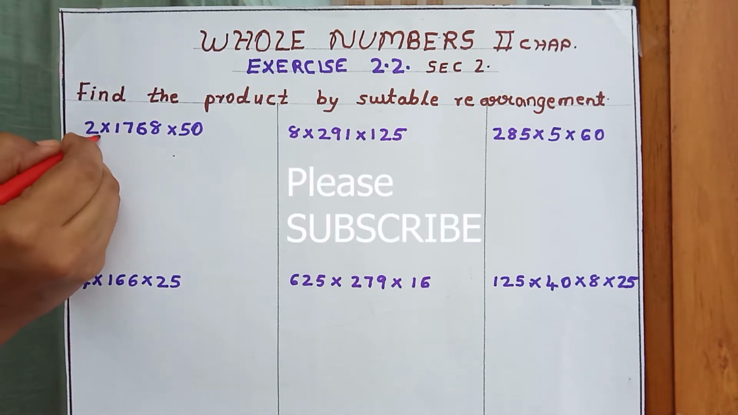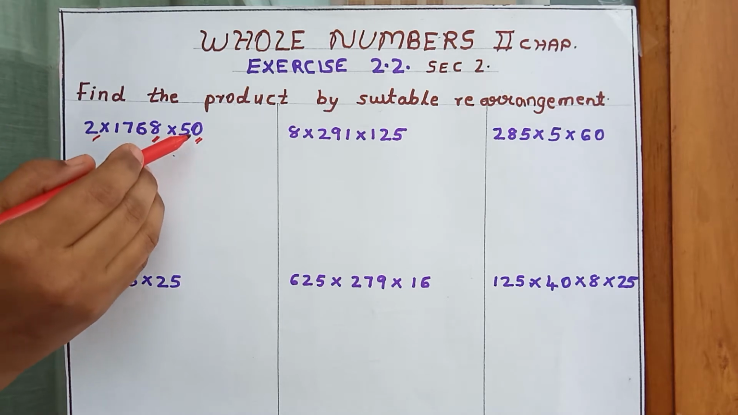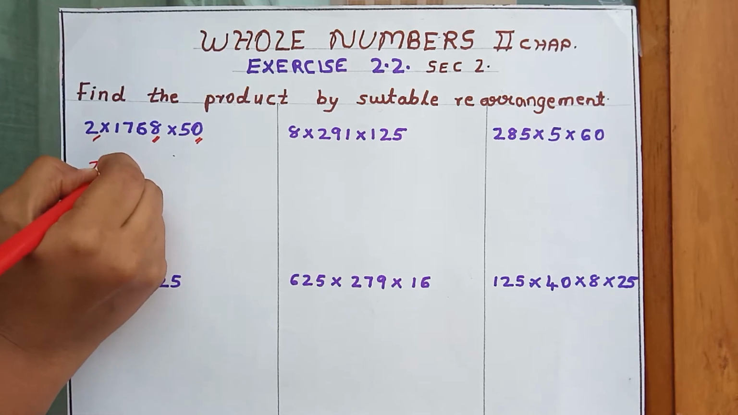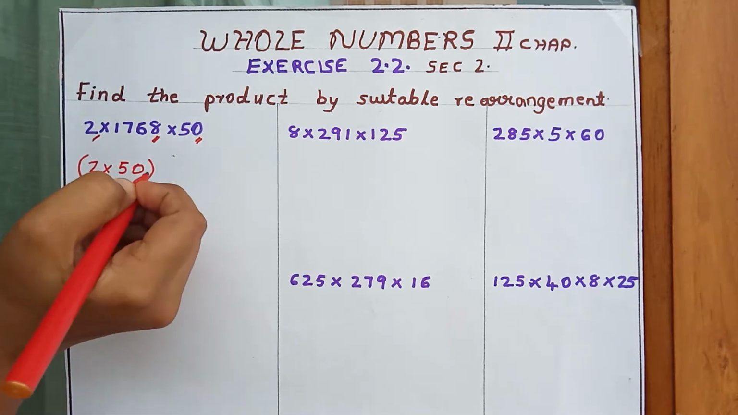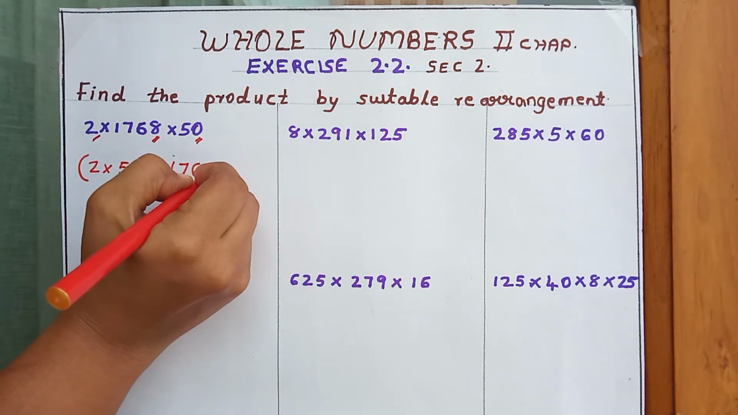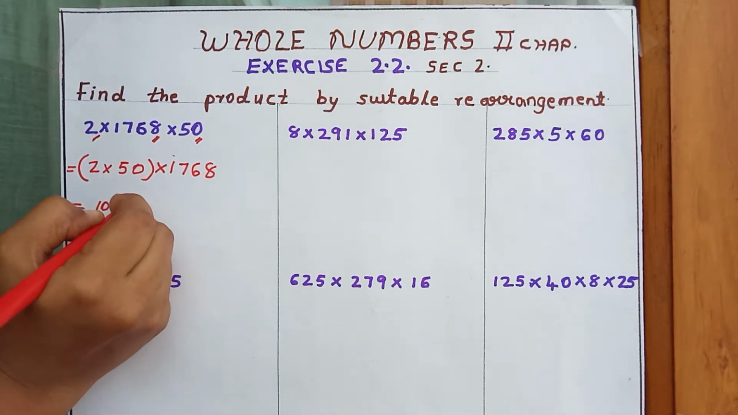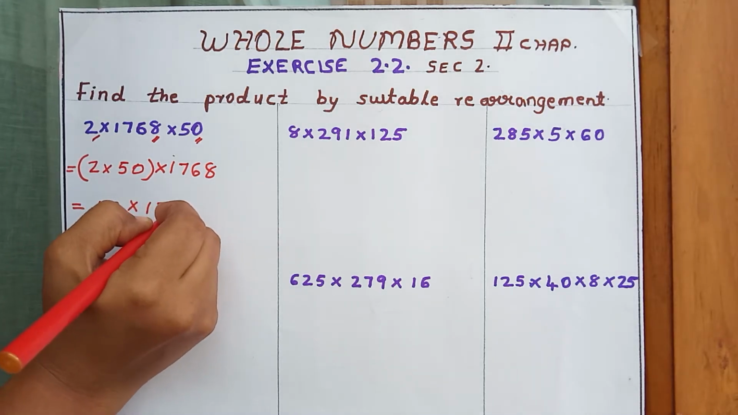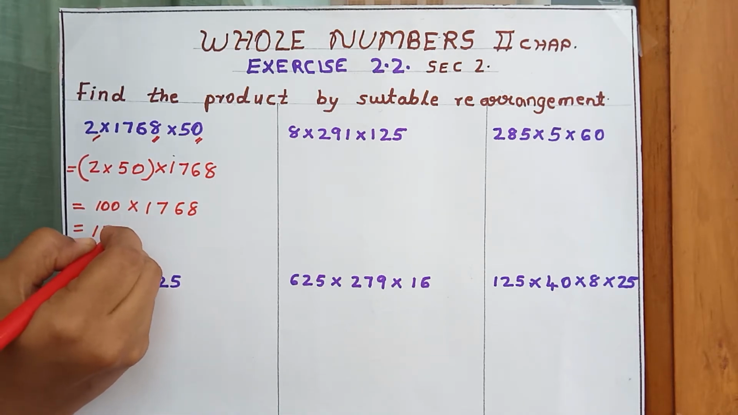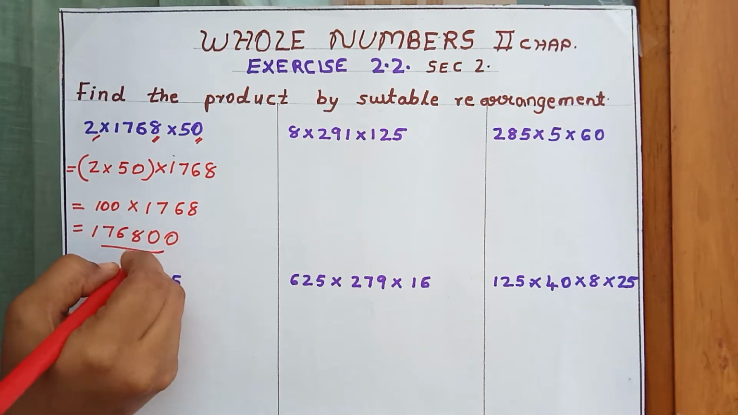See, take the ones place first. Now you can see that 2, 8 and 0 are in ones place. So we should take 2 into 50 first. That should be in a bracket, and then 1768. That is equal to 2 into 50, 100 into 1768. So the answer will be 1768, and 2 zeros are there in 100. So you should put 2 zeros here.